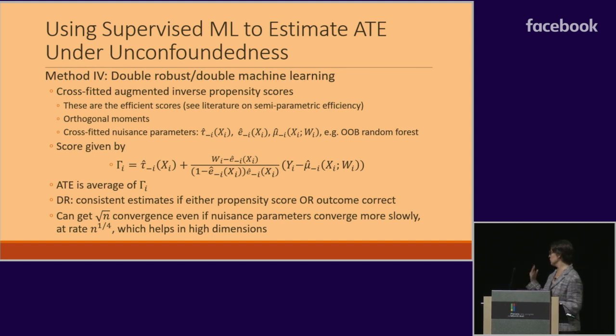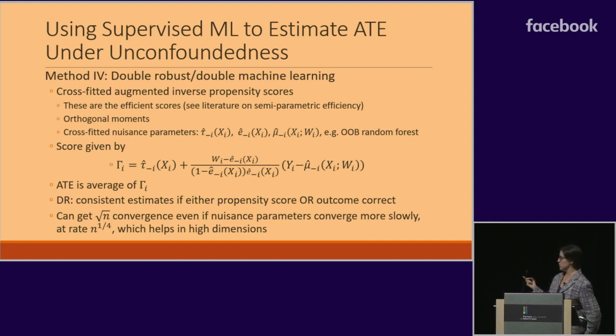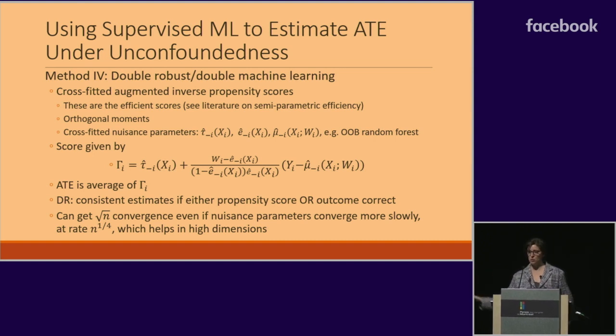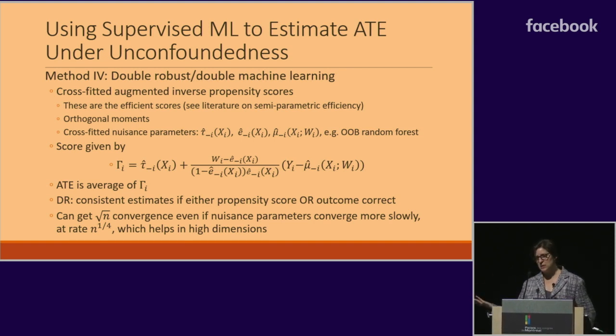And so in particular, if I use this approach, I'm going to get root-n convergence, even if the nuisance parameters converge more slowly, say at rate n to the fourth, which helps in high dimensions. Another thing that we're going to do here, which is not standard in machine learning, although it might be if you're using random forest, is that we're going to use either out-of-bag estimates of the nuisance parameters, or we're going to use cross-fitting.